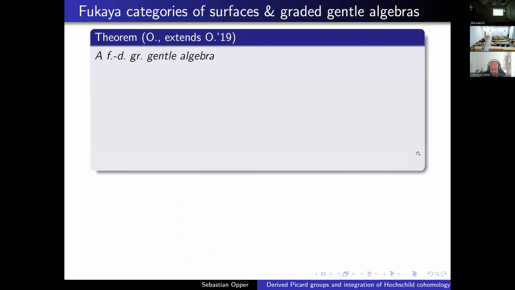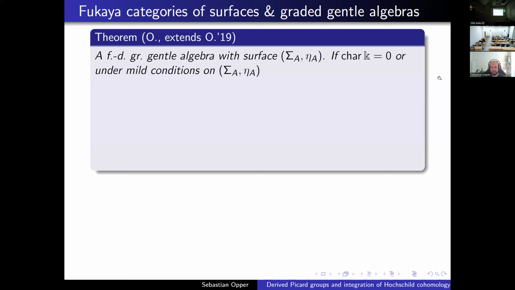Okay. So what's the theorem? So what's the derived Picard group? I think I'm almost done, so I will just finish after this slide if that's okay. So this extends earlier work by myself. So if you have a finite dimensional graded gentle algebra, and earlier it was just ungraded gentle algebra, so this brings its own complications, which has its surface, then either the characteristic of the ground field is 0, in which case we can use the exponential, or under some mild conditions on the surface, then we can also do it in positive characteristic. You can get a complete description.